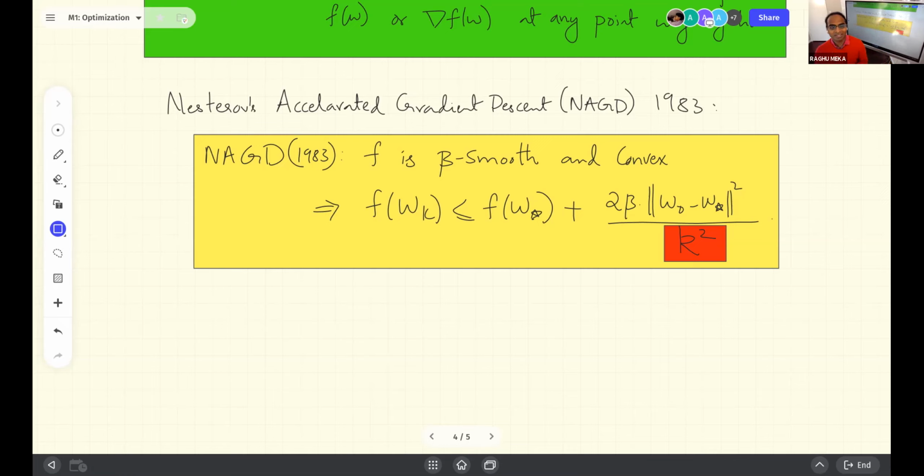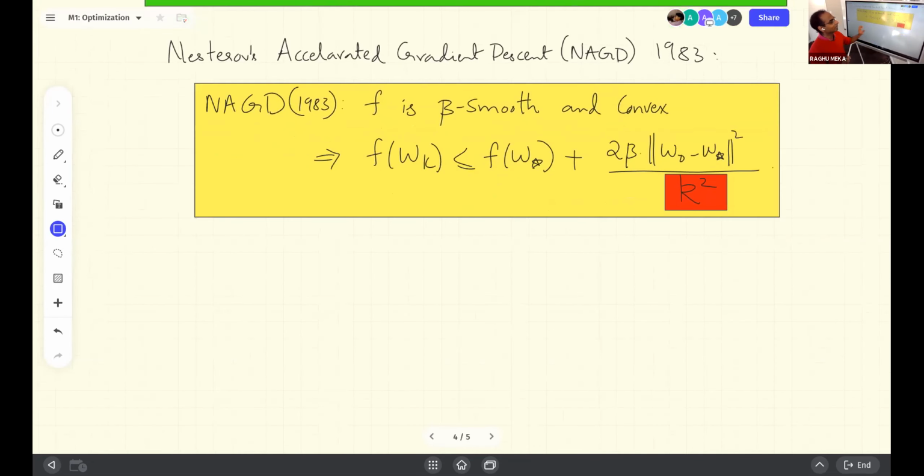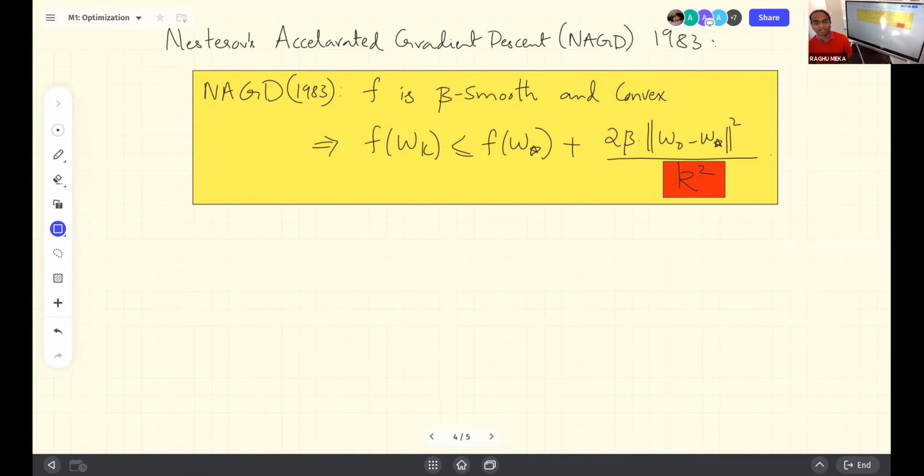So what is the intuition behind this Nesterov's accelerated gradient descent? I wouldn't say intuition, but at least some conceptual idea behind it. I'll get to the algorithm later on, it's just a few lines as I said, but the idea is the following.